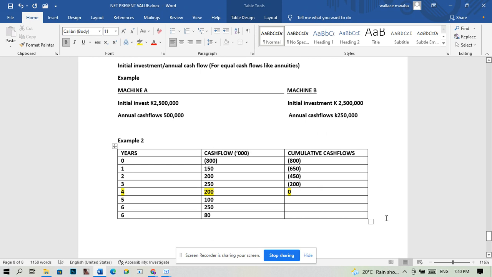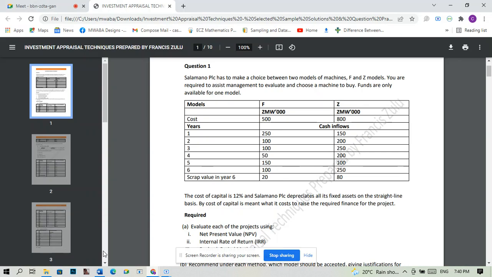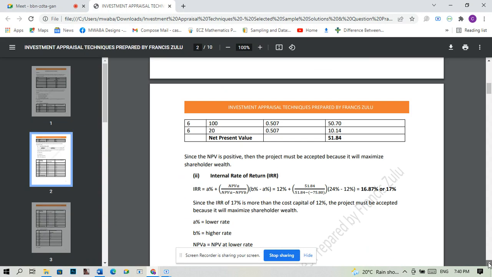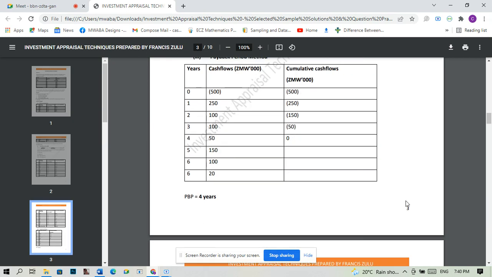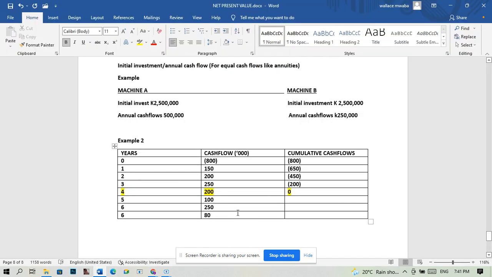For this one we're going to compare it against the payback period for machine F. Go to machine F. We have our payback period already. Oh, both of them are 4 years. So machine F is also 4 years. You would have to compare then the ARRs or the net present value to see which one is better, because as you can see, the payback periods are the same.